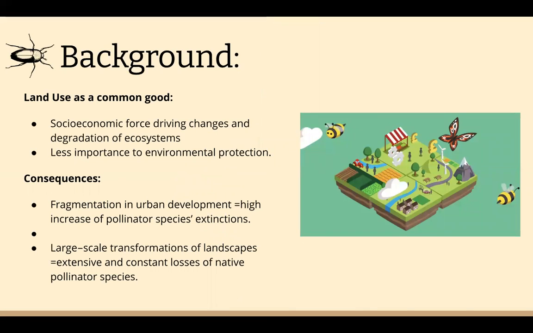Research has shown how the fragmentation in urban development is responsible for the high increase of pollinator species extinctions, and how large-scale transformations of landscapes are linked to extensive and constant losses of native pollinator species.